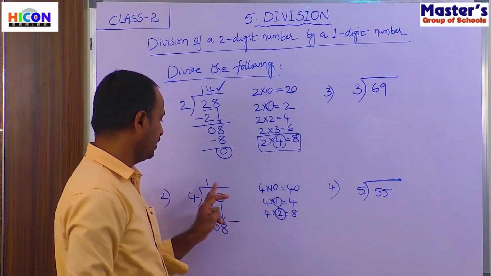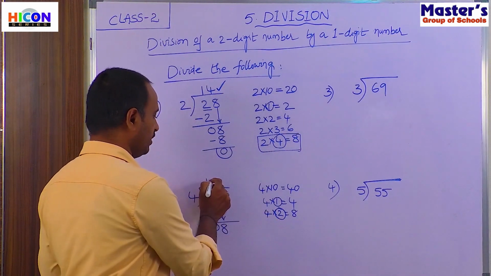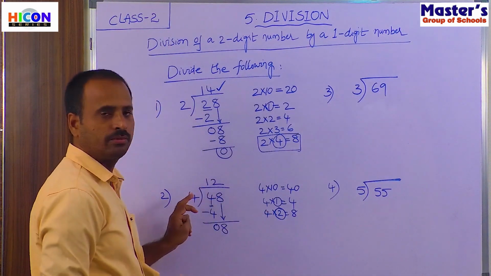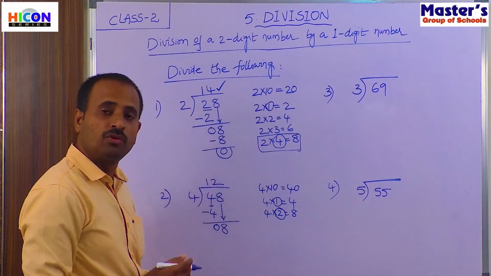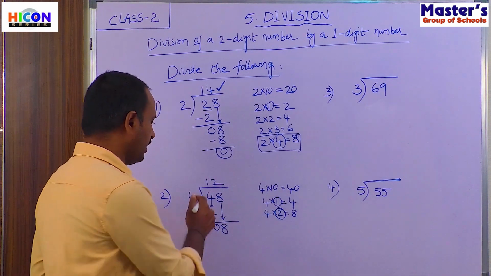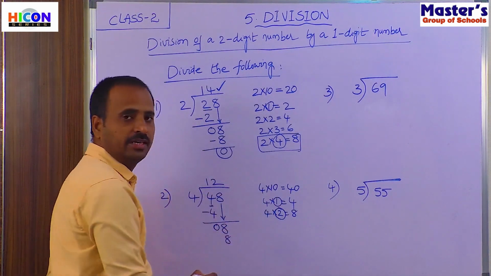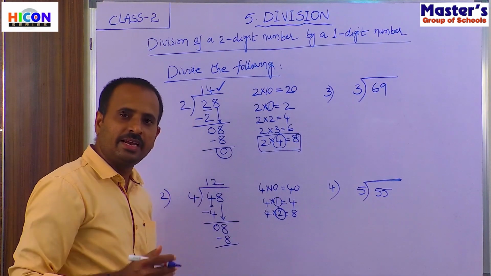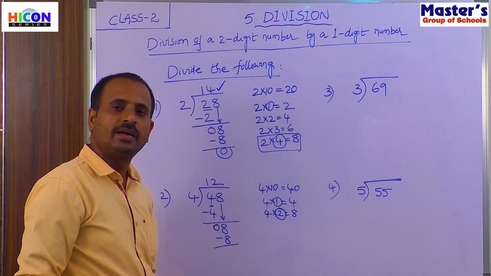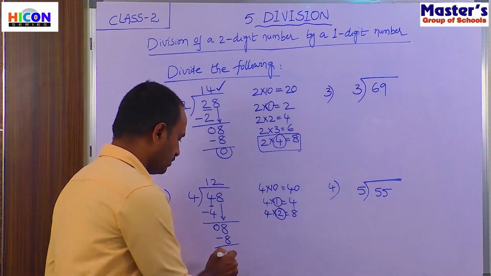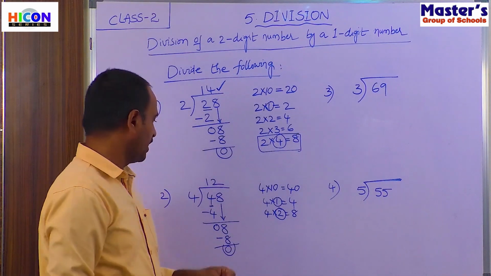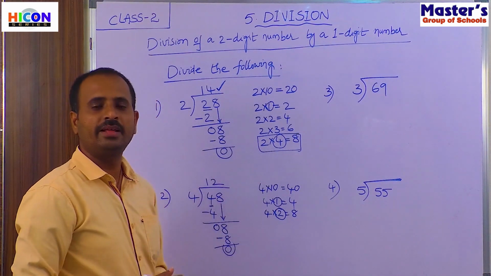So write 2 in the quotient beside 1. Now multiply 4 and 2. That is 4 into 2. 4 2s are 8. So write the product below the second digit and subtract. That is 8 minus 8. Children, how much is 8 minus 8? 0. So the division is completed, and there are no more digits after 48.